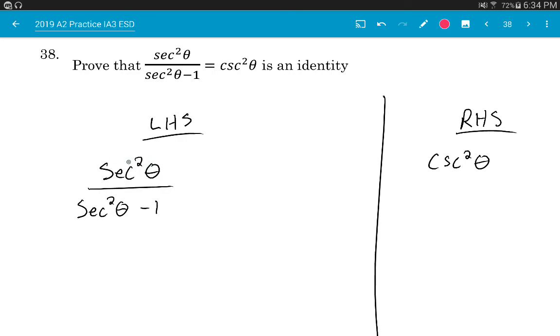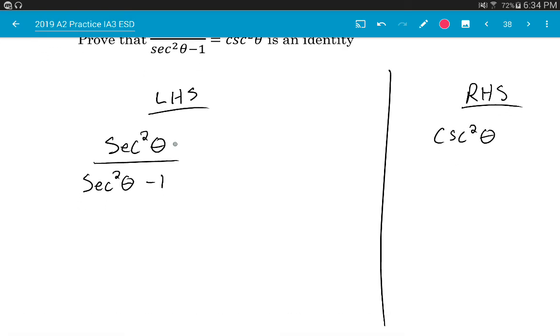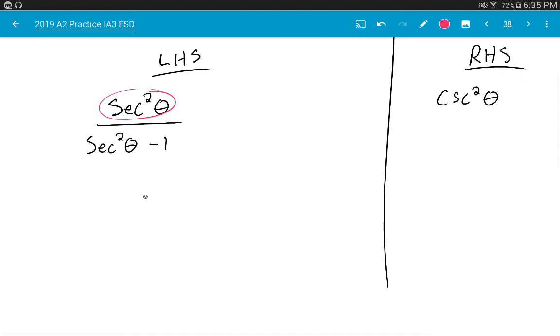I'm going to take secant squared theta and change that into its cosines and sines. So this right here is going to become 1 over cosine squared theta, all over secant squared theta minus 1.